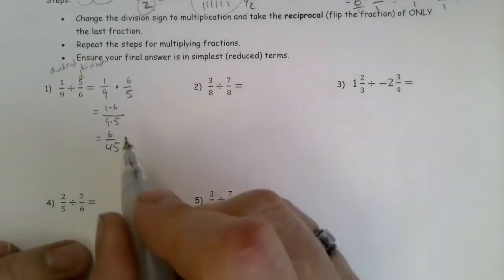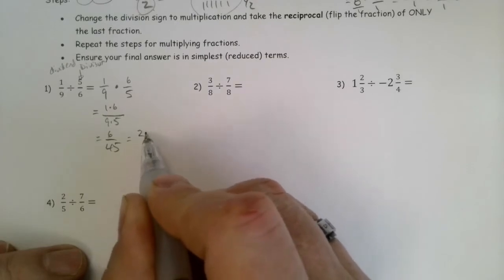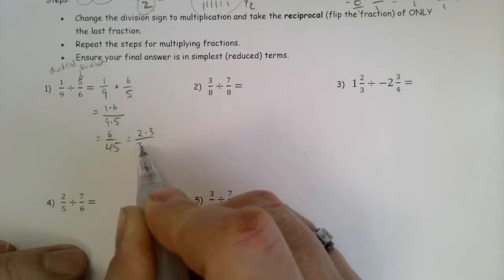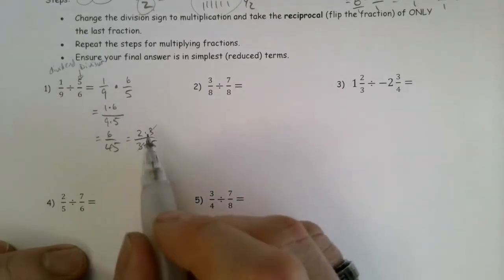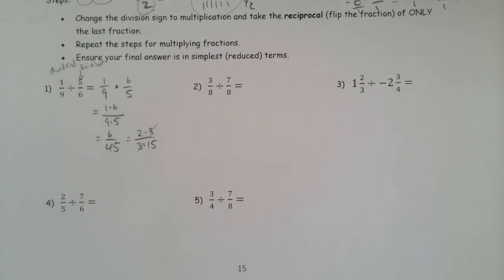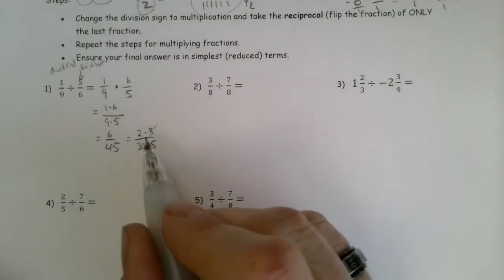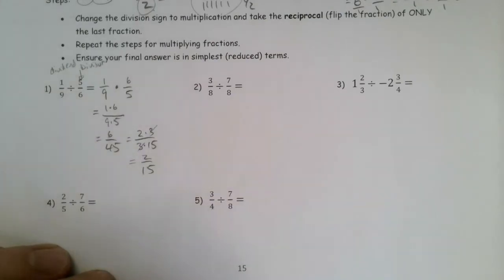But I notice when I look at this that those are both multiples of 3. 3 divided by 3 becomes a 1 over 1. Maybe I should say it like this: it's the same as 1 over 1. And then this becomes 2 times 1 over 1 times 15, or 2/15. Okay?